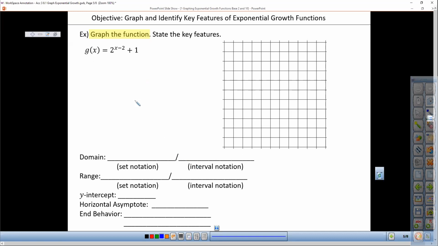and with confidence. So let's start though with domain. So we want domain, range, our y-intercept, horizontal asymptote, which means the equation of, and the end behavior of this function. So let's start with domain.